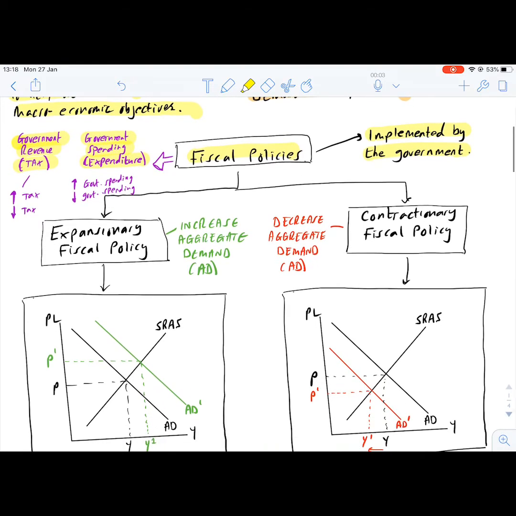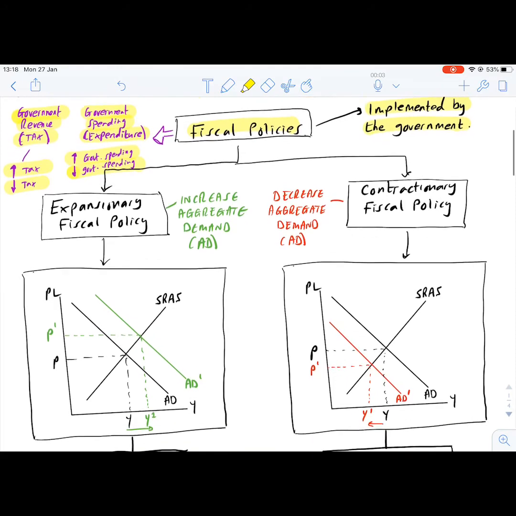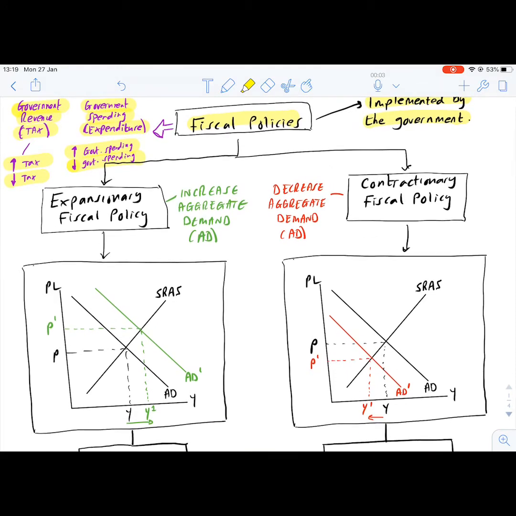Now, there's four different types of fiscal policy. The government will either increase tax or decrease tax, increase government spending or decrease government spending. There is expansionary fiscal policy and contractionary fiscal policy. Expansionary fiscal policy is all about increasing aggregate demand, whereas contractionary fiscal policy is about decreasing aggregate demand, AD.